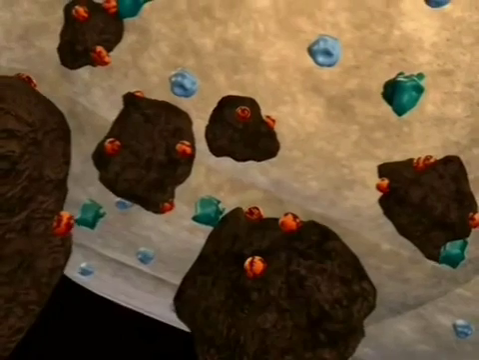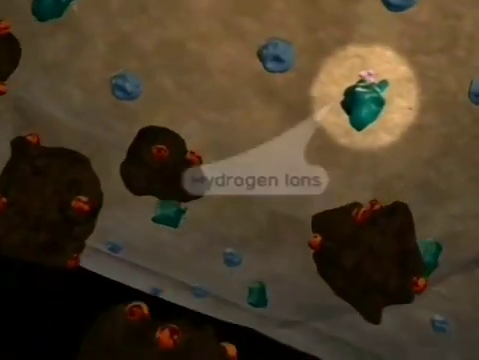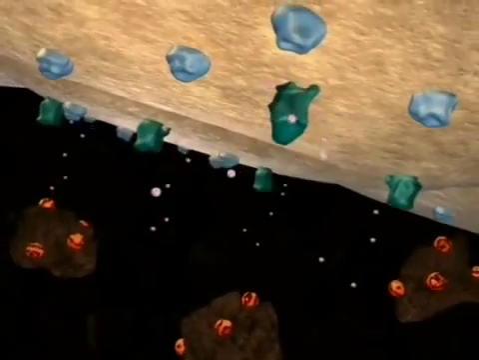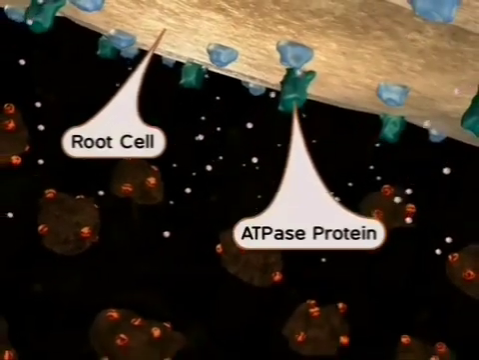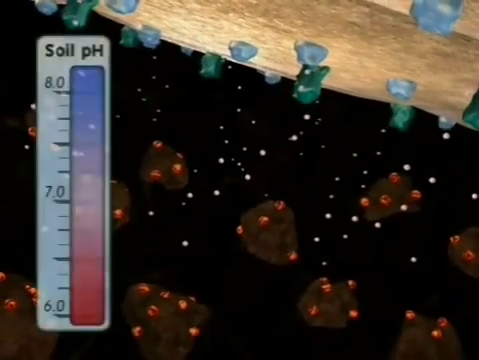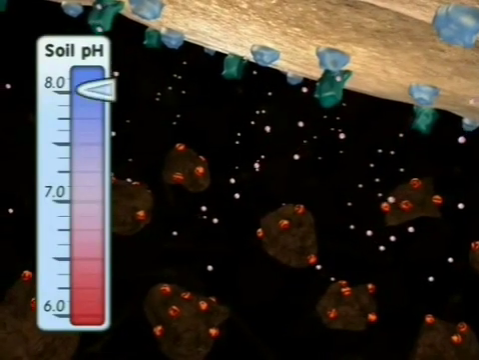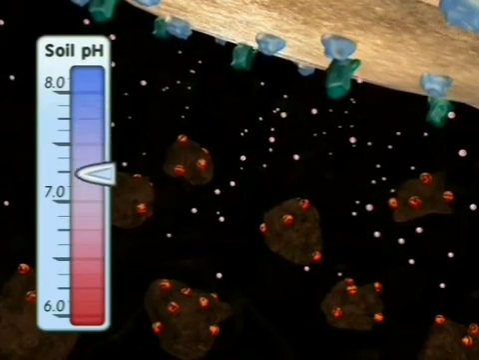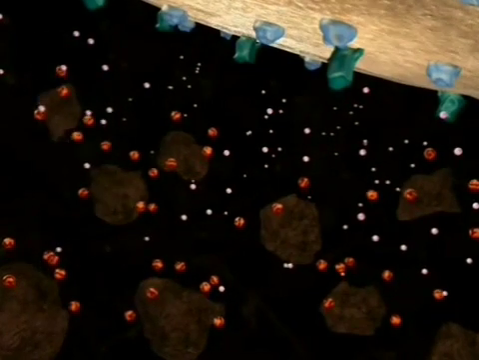pH is a function of the concentration of hydrogen ions. The more hydrogen ions, the lower the pH. Hydrogen ions can be produced by the action of the hydrogen ATPase family of proteins. When these are active, hydrogen ions are released into the soil and the pH drops. As the pH drops, iron is released from the soil particles and becomes available as soluble iron.